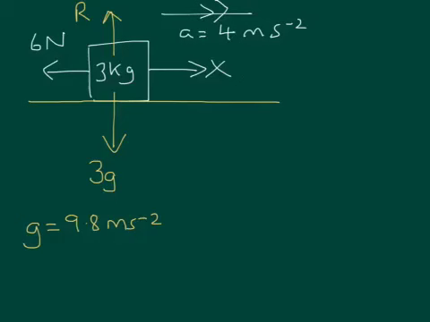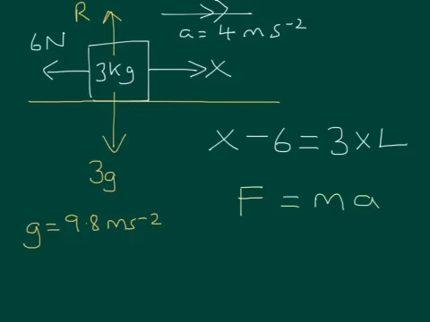So that means the resultant force is X minus 6. Now Newton's second law of motion says that force is the mass times the acceleration. So the resultant force, which is X take away 6, equals the mass, which is 3, multiplied by the acceleration, which they tell you is 4. So X minus 6 equals 12, so from that we can say that X equals 18 newtons.